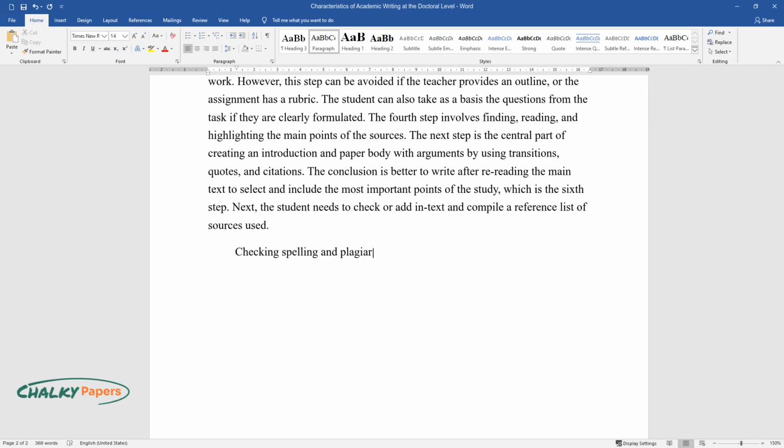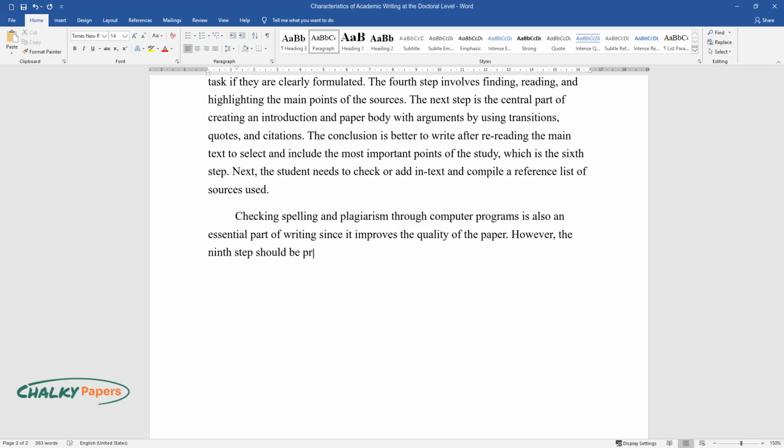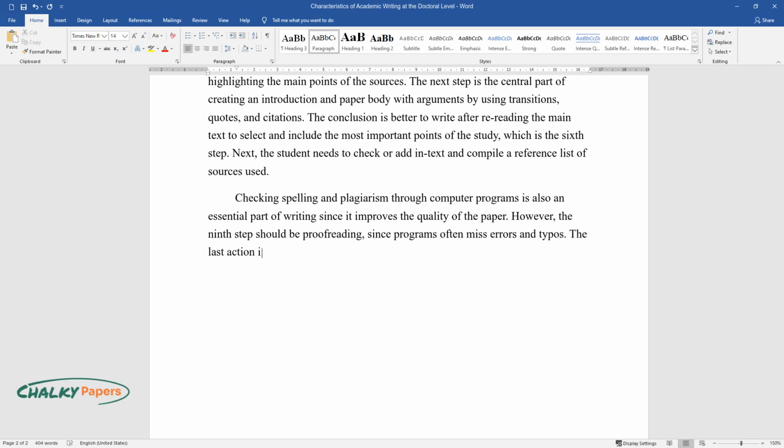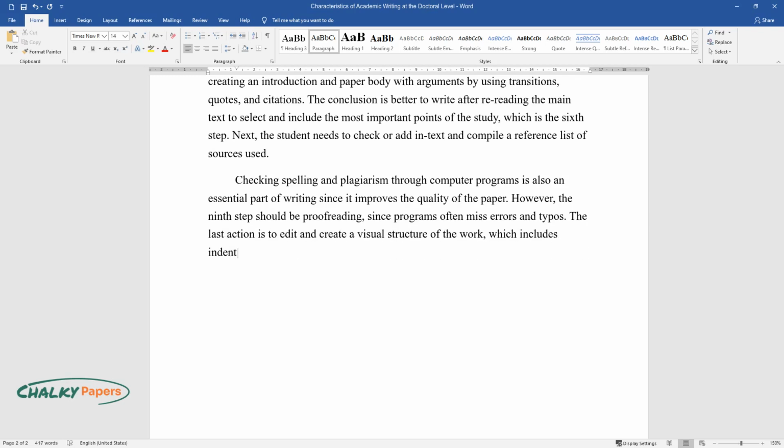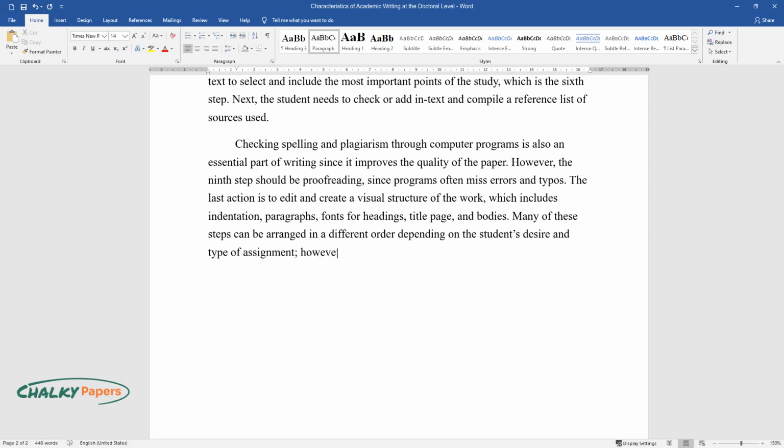Checking spelling and plagiarism through computer programs is also an essential part of writing since it improves the quality of the paper. However, the ninth step should be proofreading, since programs often miss errors and typos. The last action is to edit and create a visual structure of the work, which includes indentation, paragraphs, fonts for headings, title page, and bodies. Many of these steps can be arranged in a different order depending on the student's desire and type of assignment. However, all of them are useful for writing academic work.